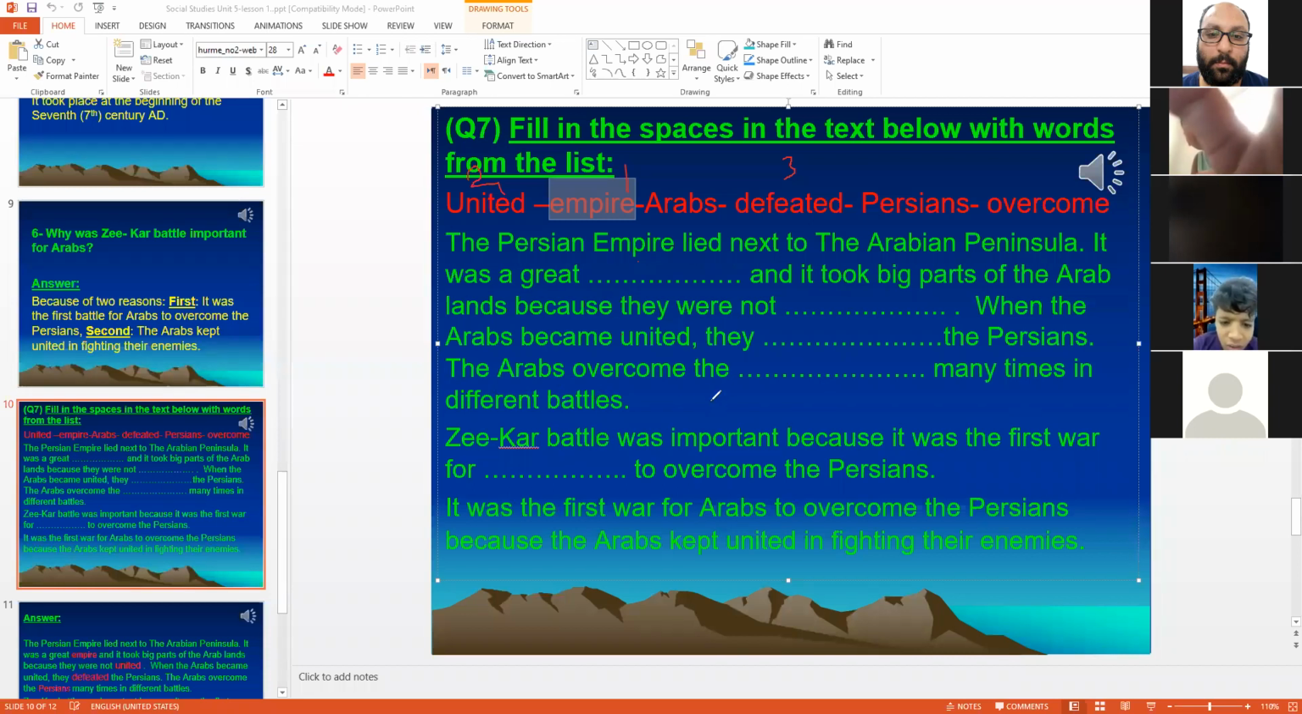The Arabs overcome the dot many times in different battles. Now there is only Arabs, Persians overcome. What will you choose? The Arabs overcome the Arabs. The Arabs overcome Persians. The Arabs overcome. Very easy now, Badr. The Arabs overcome the. Can you complete? There is only Arabs, Persians overcome. You can choose one of them.